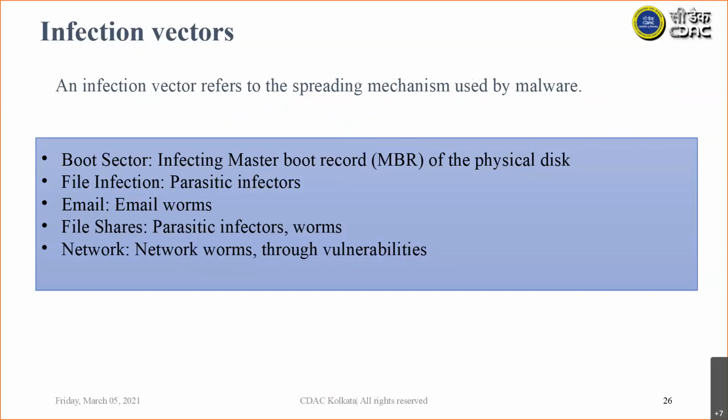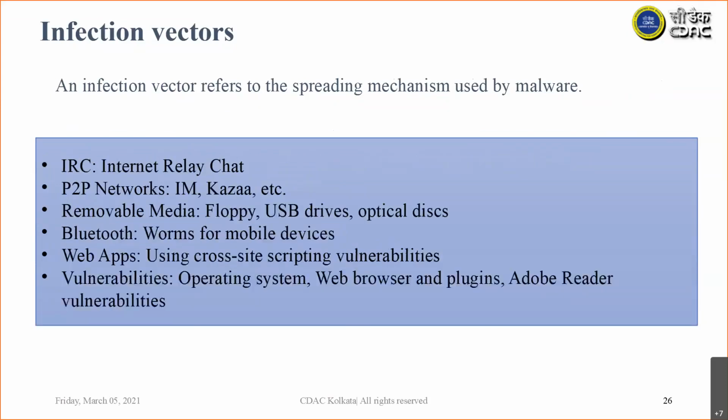Infection vector refers to the spreading mechanism used by the malware. It can infect the boot sector, infecting the master boot record of the physical disk. File infection can be done. Email worms can be sent. Parasitic infectors can spread with file shares. Network worms can be sent through vulnerabilities, which can affect the network and spread through it. Some examples are IRC, P2P networks, and removable media, which get affected.